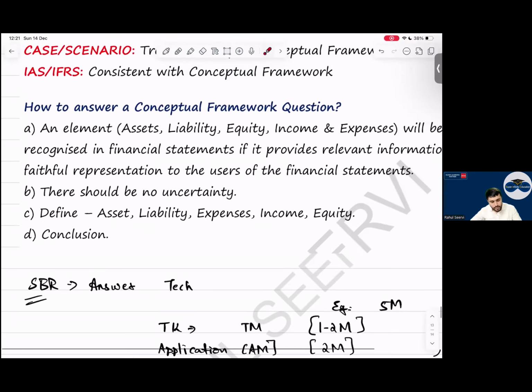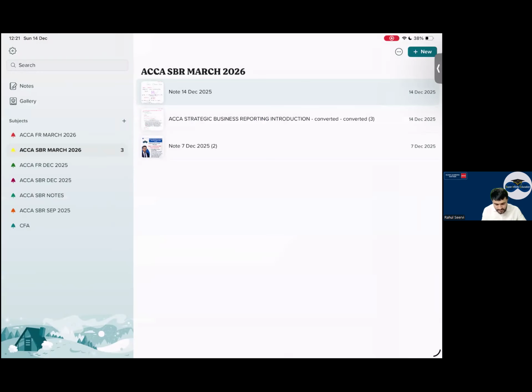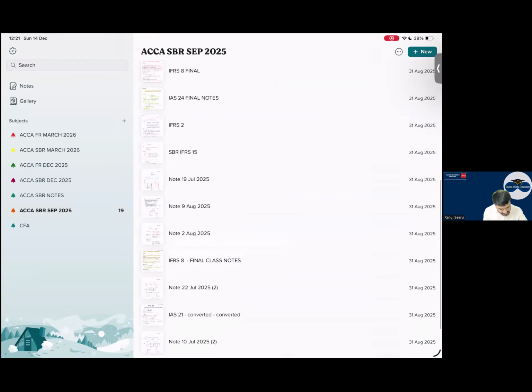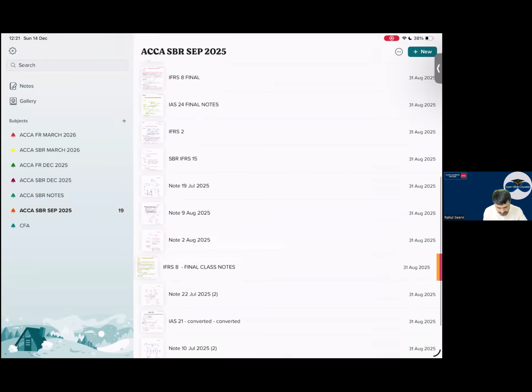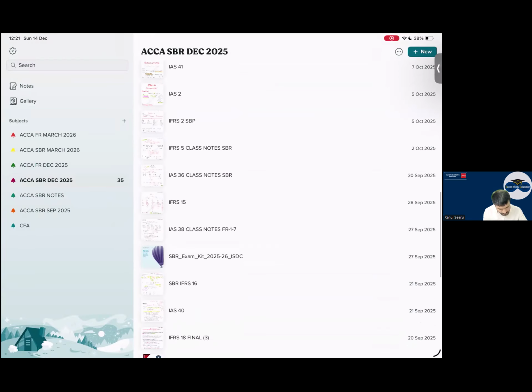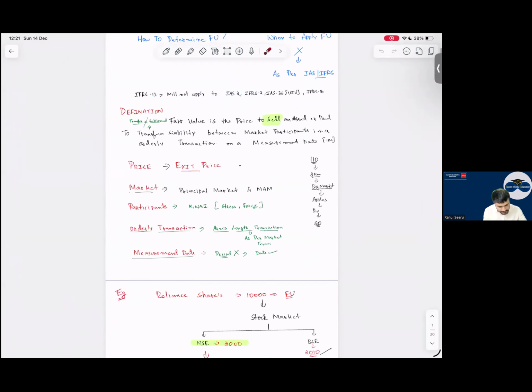So see now, for the conceptual framework, what should we do? How to answer a conceptual framework question? The same way for other standards also, you will not find this anywhere. Let me show you. If you watch the batch details, I have mentioned September and December. For each standard, we do the learning this way.